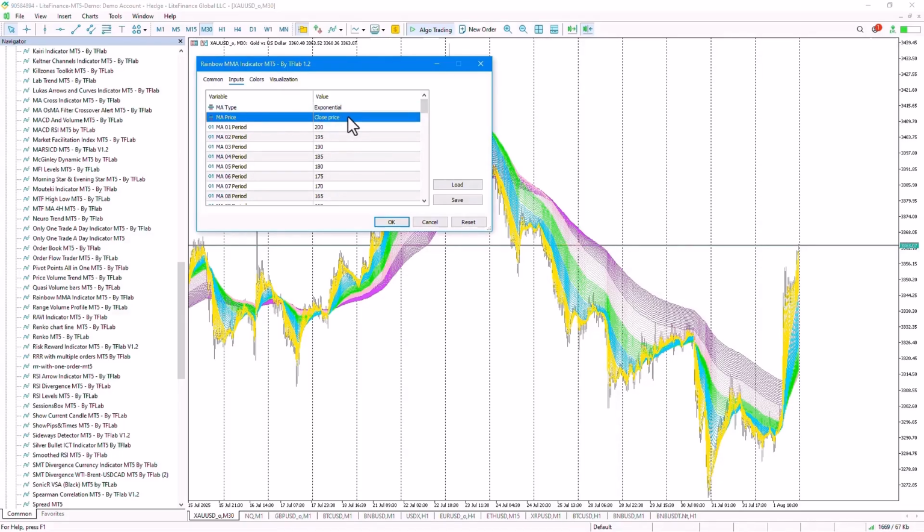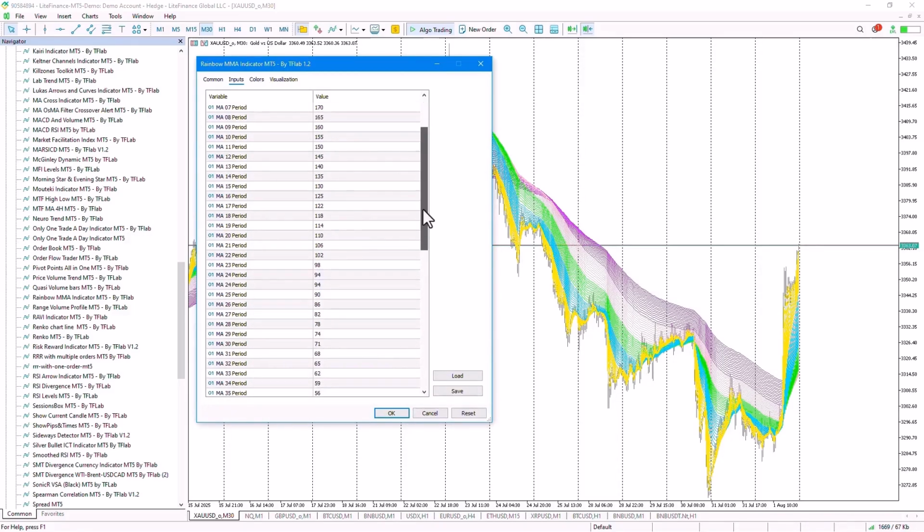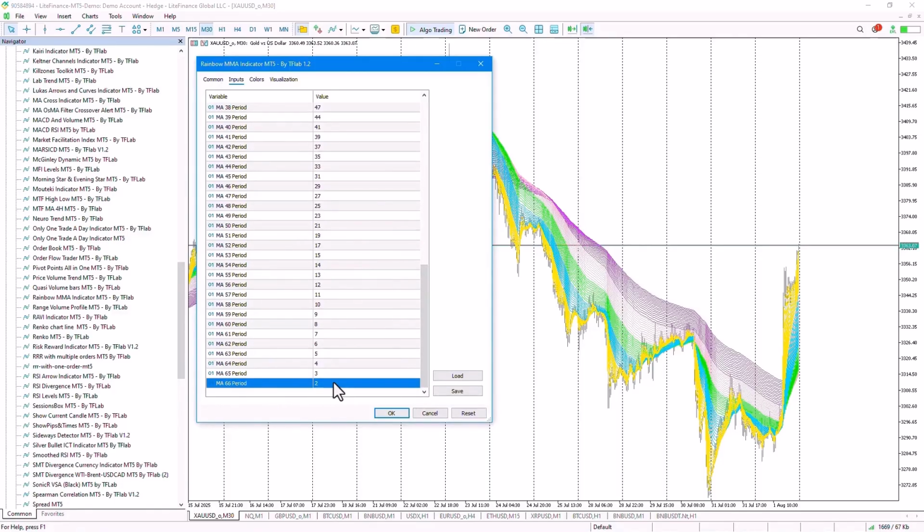In the next input, we can select the price calculation type from among close price, open price, high price, low price, median price, typical price, and finally weighted price here. In the following sections, we can specify the moving average periods from number 1 up to 66 and set them on the chart.